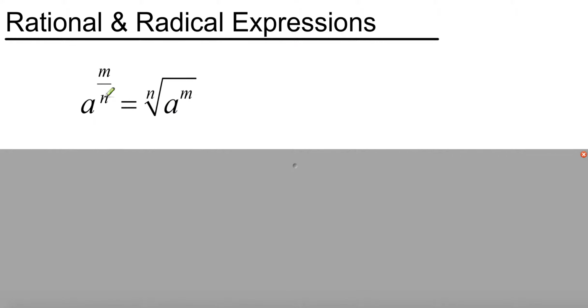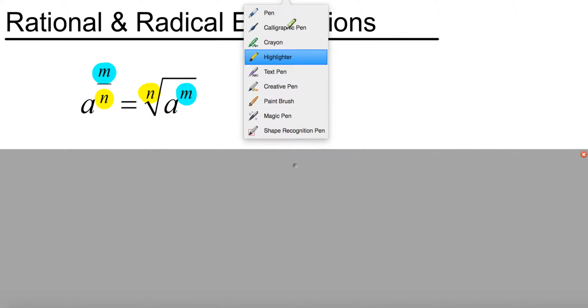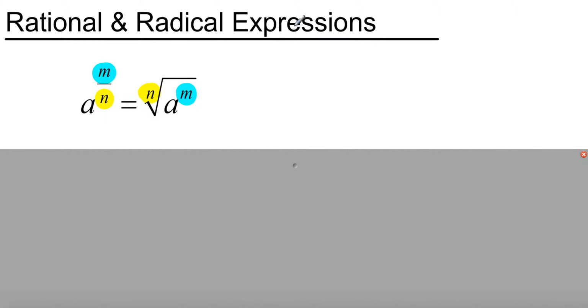So let me highlight some pieces here. Your denominator piece and your index are the same number. And then I take my numerator, and that is going to be the exponent on my base. Let's look at two very common situations.